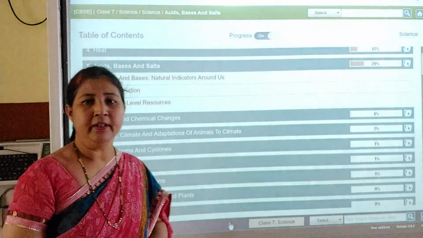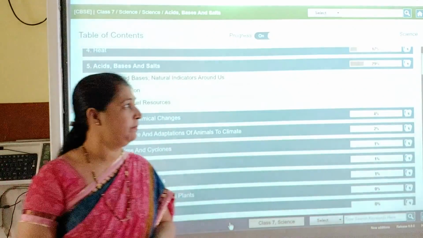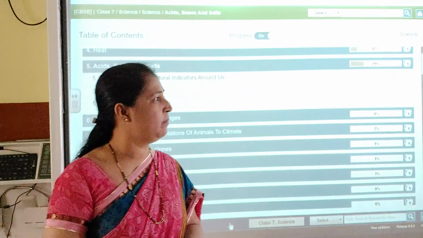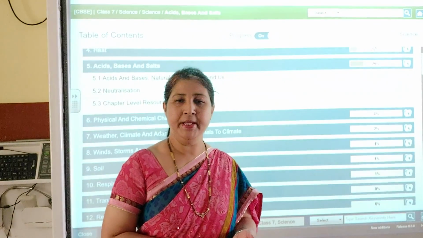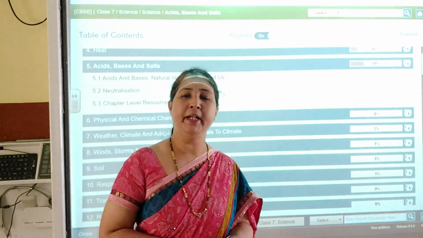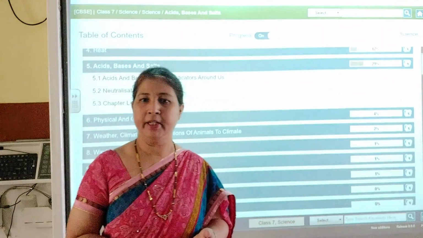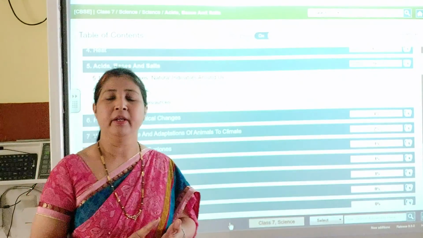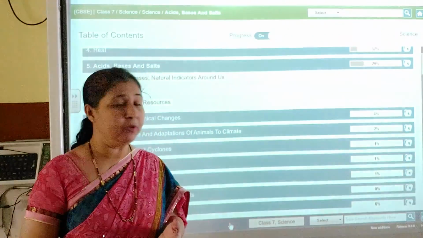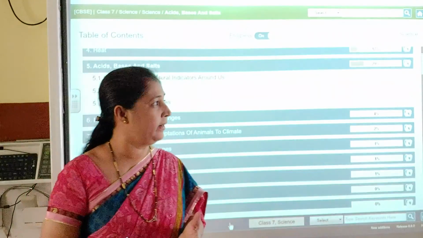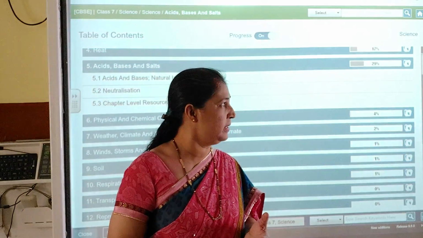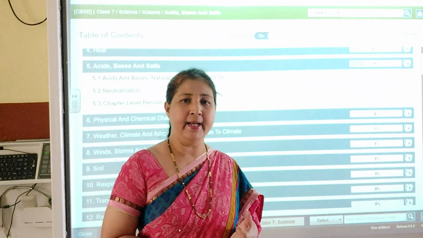Children, here we have completed the chapter acids, bases and salts. So in this chapter we have studied about the acids, bases, the difference between acid and base. Then we have studied about the indicators, 4 indicators we have studied, that is turmeric, China rose, phenolphthalein and the litmus paper. Then we have studied about the acid rain. What is acid rain? When the rain contains excess of acid, the rain becomes acidic. That is called acid rain.